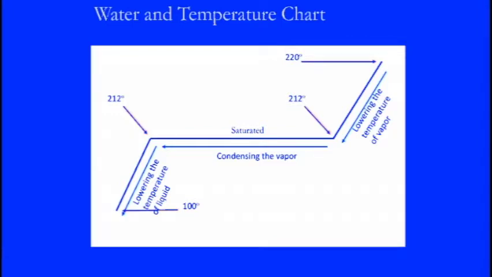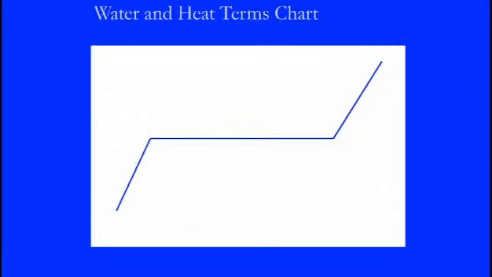Now let's look at the same chart, but with just a little bit different terms. We said we're lowering the temperature. The correct term would be to say we're de-superheating. That would be the correct term. So we started off at 220 degrees. We de-superheat down to what?